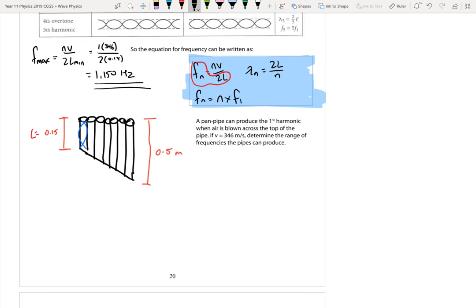And then let's just do f minimum is going to be nv over 2L maximum. Well, that's easy. That's just 346 over 1.